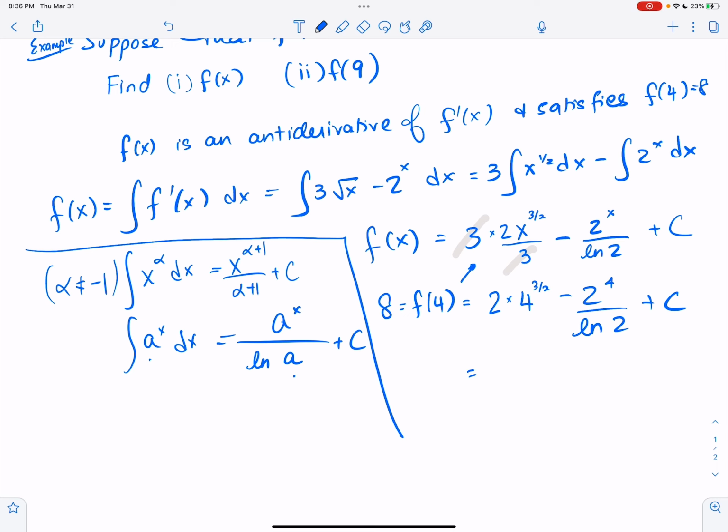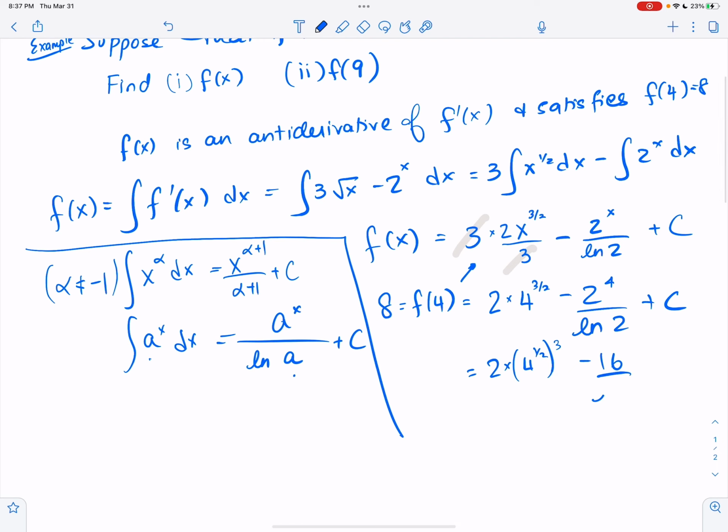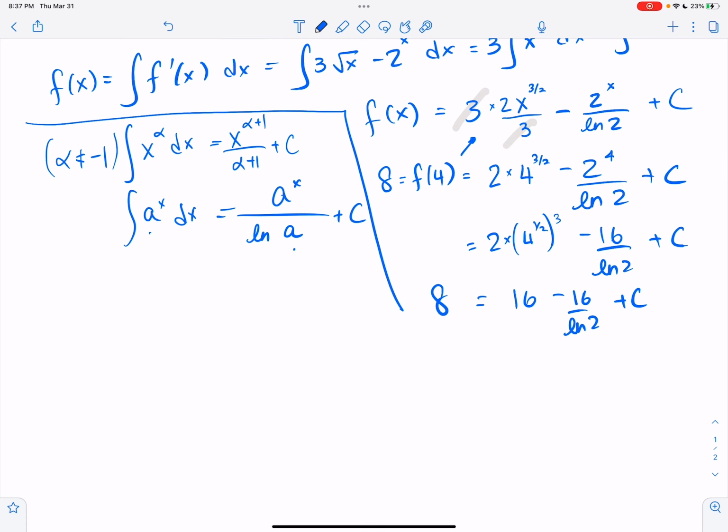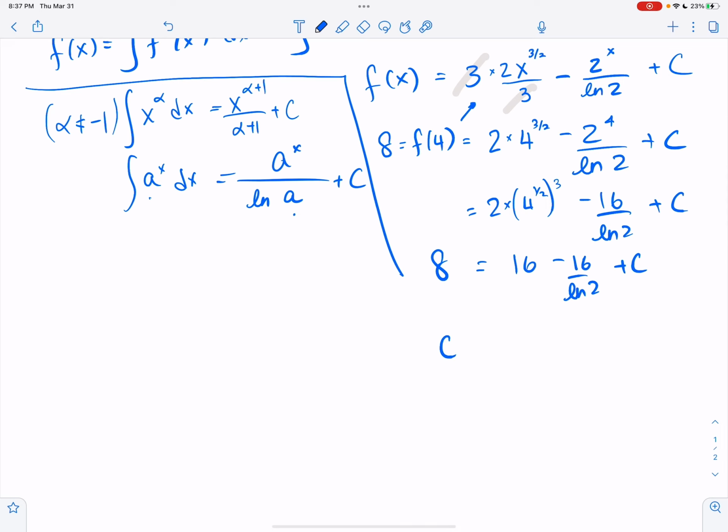4 raised to 3/2. What is that? You do this as 4 raised to 1/2 raised to 3. 4 to the 1/2 is 2. 2 cubed is 8. 8 times 2 is 16. 2 to the 4th is 4 times 4. That's 16 over log 2 plus c. So it's 16 minus 16 over log 2 plus c, and that needs to be 8. Okay, that's easy now. We can just solve, and we get that c is equal to 16 over log 2 minus 8.